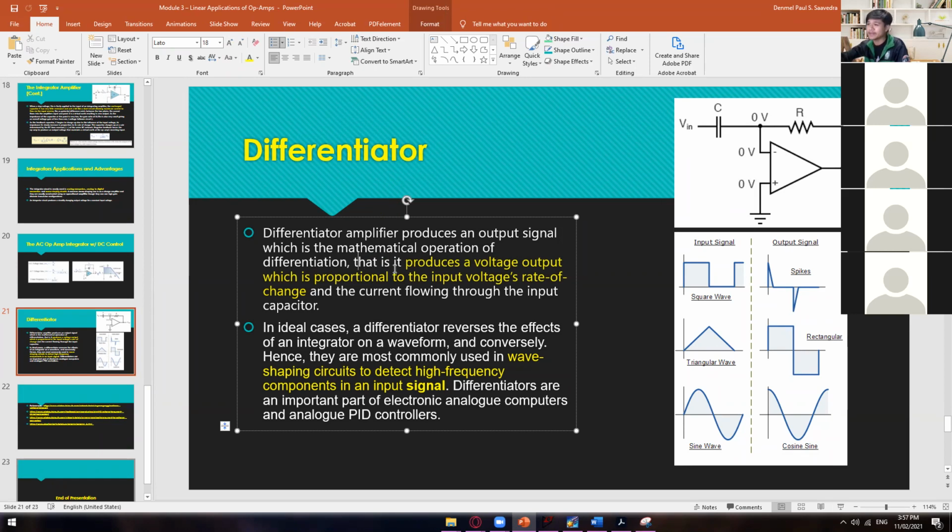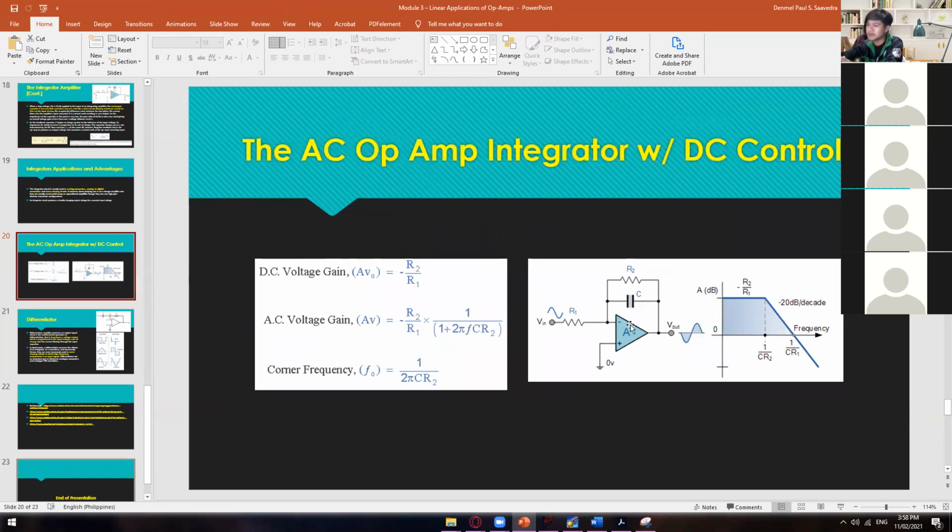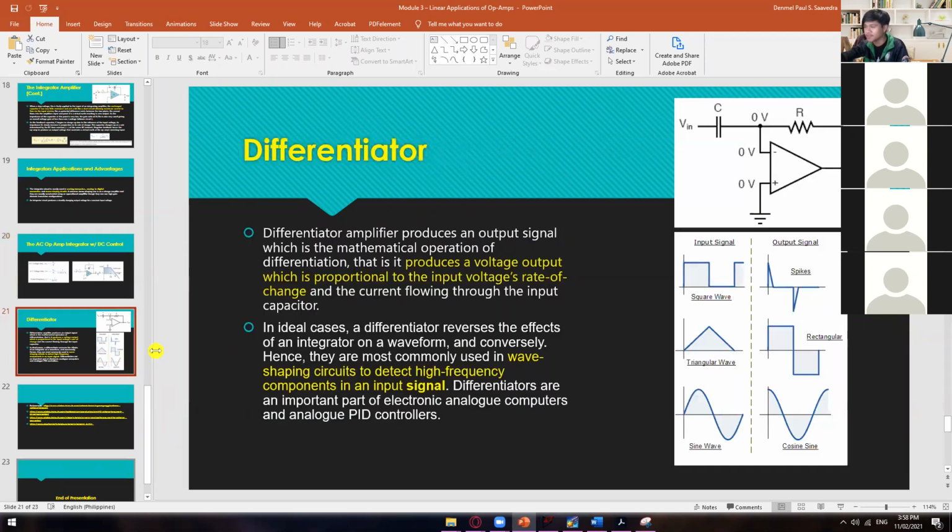So that is, it produces a voltage output which is proportional to the input voltage's rate of change and the current flowing through the input capacitor. So in ideal cases, a differentiator reverses the effects of an integrator on a waveform. Okay. So basically, this one is like the opposite of the integrator, okay, and then vice versa. Okay, they are completely opposite with each other.